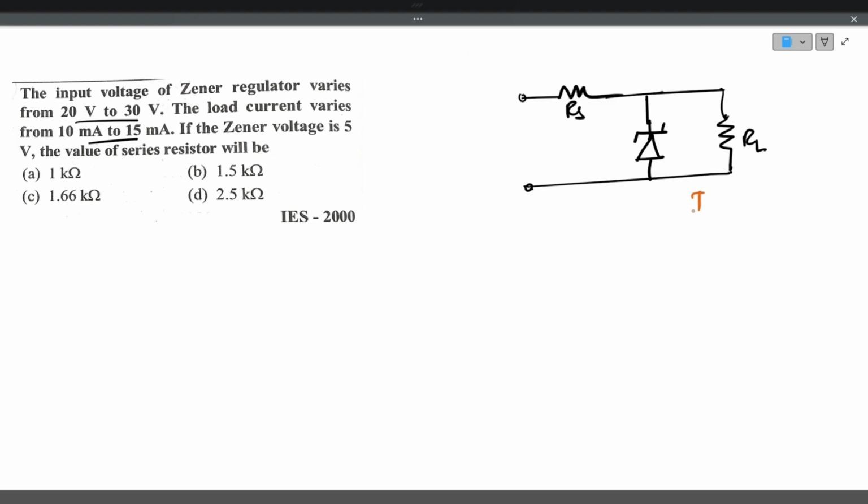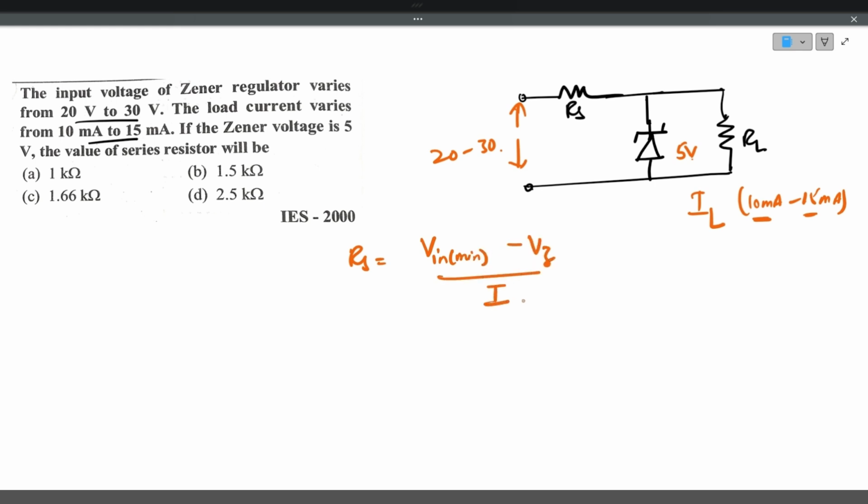Means IL ranges from 10 milliamps to 15 milliamps. The maximum load current is 15. The minimum load current is 10. Input voltage varies from 20 volts to 30 volts. Zener voltage is 5 volts. So now let's find out the resistance R. The series resistance RS is given with the input voltage at minimum: V in minimum minus Vz divided by current I.